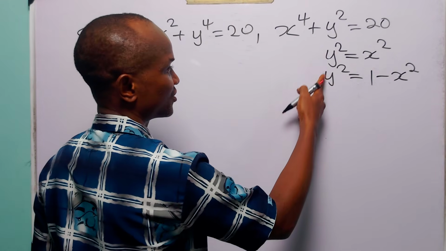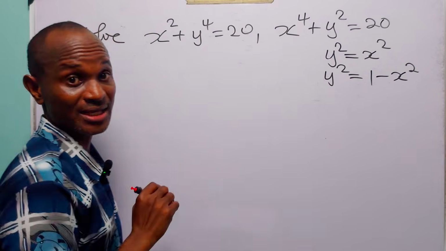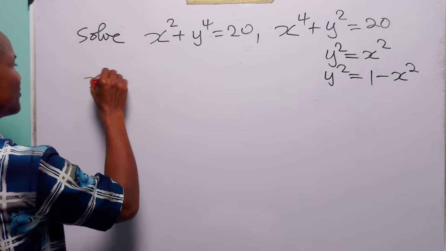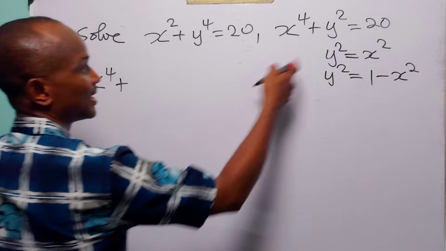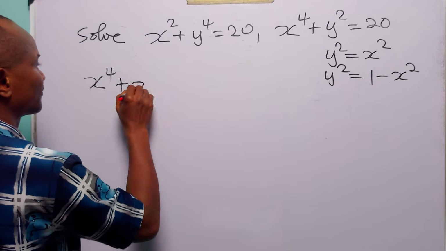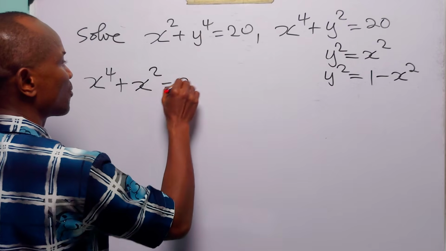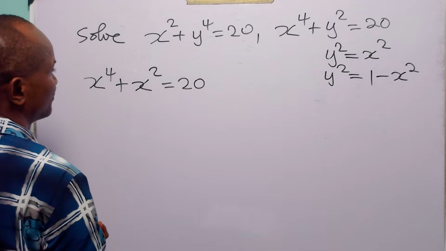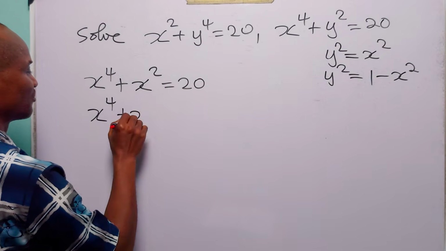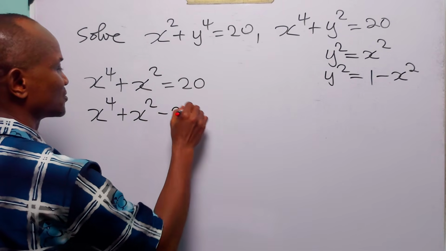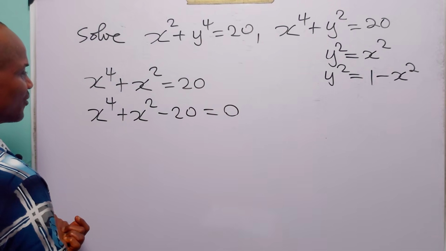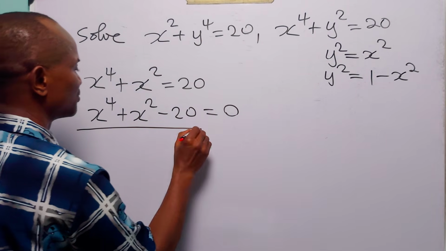Since we have expressions for y squared, let us go back to the second equation. From here, we have that x raised to power 4 plus, now instead of y squared, in the first case, we have x squared, is equal to 20. Rearranging this equation, we have x raised to power 4 plus x squared minus 20 is equal to 0. Now we can factorize this. Let us use the table method.